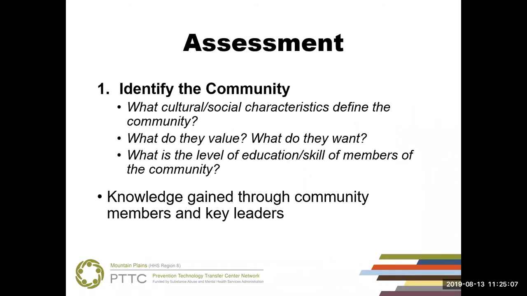Cultural competency requires that we start by seeking to understand who makes up the community that we're looking to serve. Understanding the characteristics that define a community is essential when you're designing ethical and effective interventions. So we needed to examine some questions. What cultural or social characteristics define our community? What do they value? What do they want? And what's the level of education and skill of members of the community?